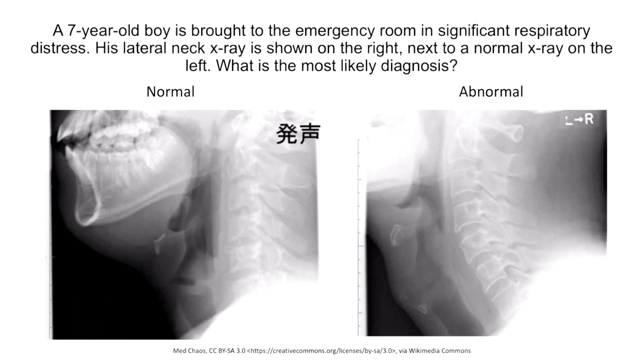All right, let's try another question. A 7-year-old boy is brought to the emergency room in significant respiratory distress. His lateral neck X-ray is shown on the right, next to a normal X-ray on the left. What is the most likely diagnosis?